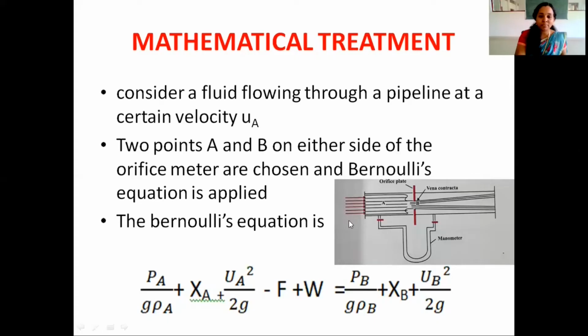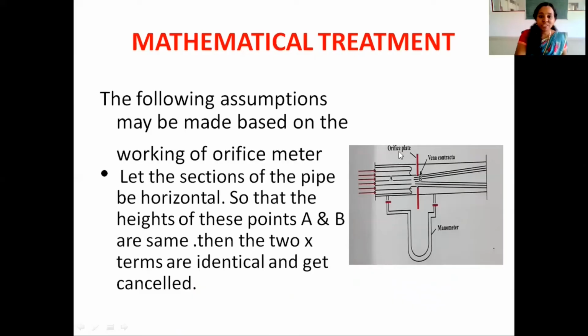So Bernoulli's theorem is applied between these 2 points A and B. Then we get this equation. This is Bernoulli's equation. Based on the working of this orifice meter, we have made some assumptions. Here you can see our pipeline. This pipeline is placed horizontally, so that these 2 points A and B have the same height.